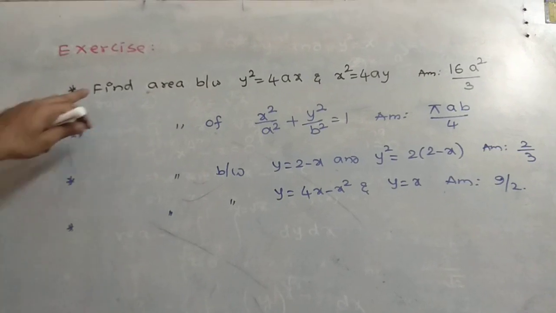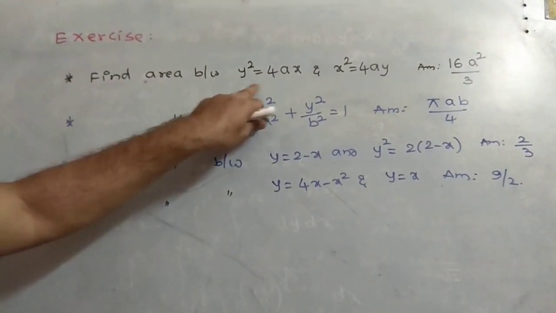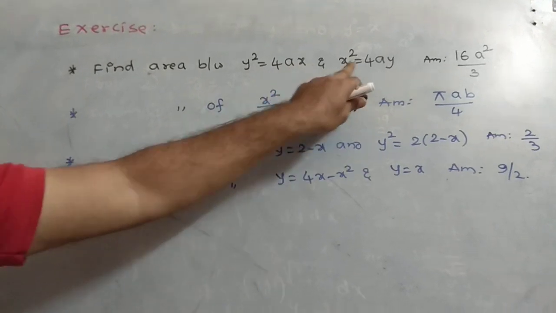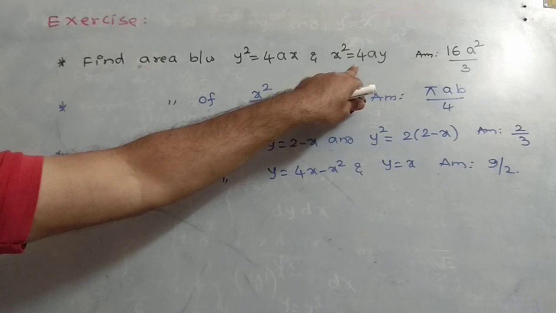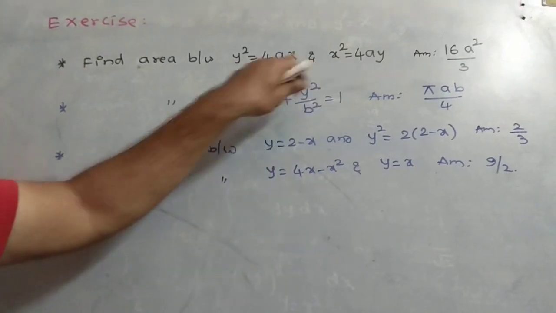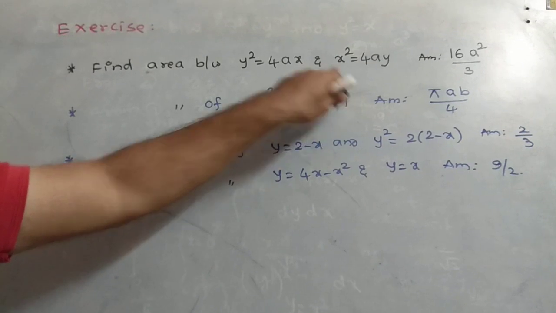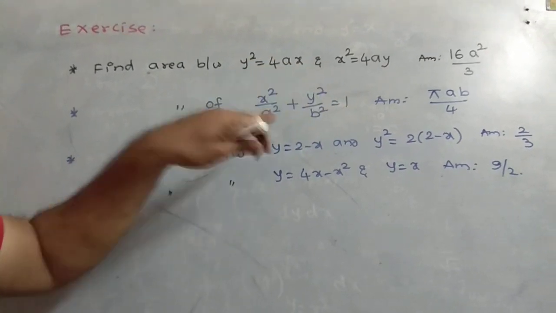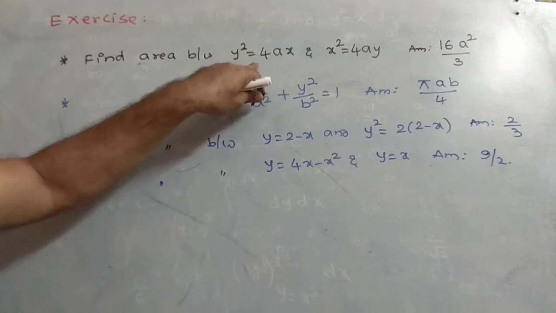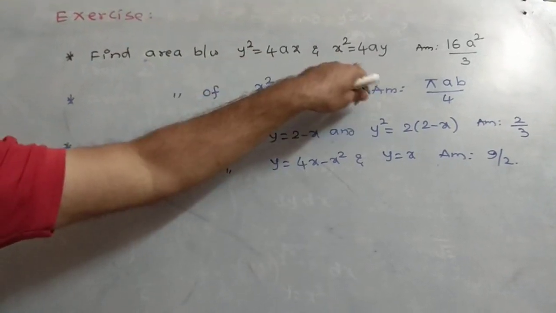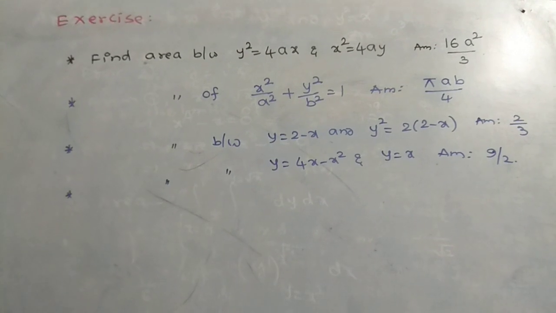Now let us have certain exercise problems. Find the area between y square equal to 4ax and x square equal to 4ay. Same procedure, two equations are given. From that you solve these two equations, you will get the x values and using those x values you directly find out the double integral. Write down the x limits, and y limits are nothing but from the first equation y value, from the second equation y value. And you are getting the final answer is 16a square by 3.